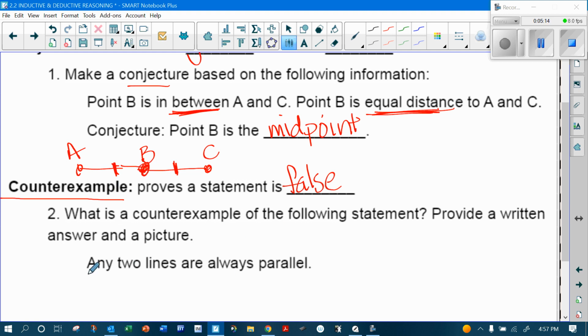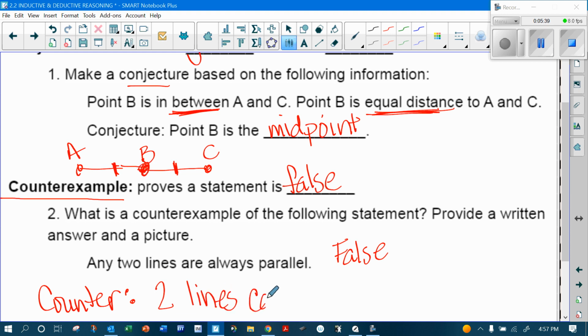So here we're going to try it again. Any two lines are always parallel. Well, this is false. And since I'm saying that it's false, I have to provide a counterexample. So my counterexample is two lines can be perpendicular.